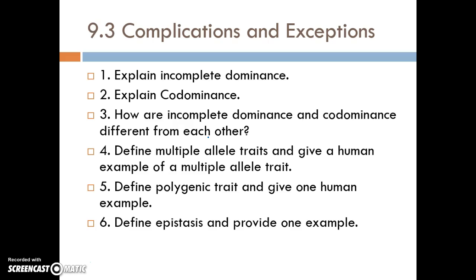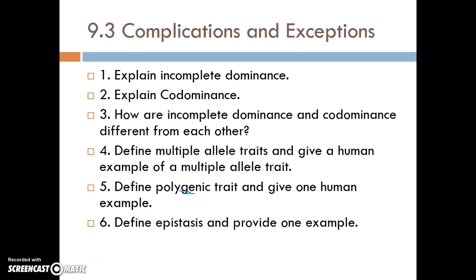Number 5, define polygenic trait and give one human example. So if we take a look at this with poly means many, and genes. So we have many genes that code for a trait. And a good human example is eye color, hair color, and skin color, where there's multiple genes that code for that trait and give us a variety of colors.